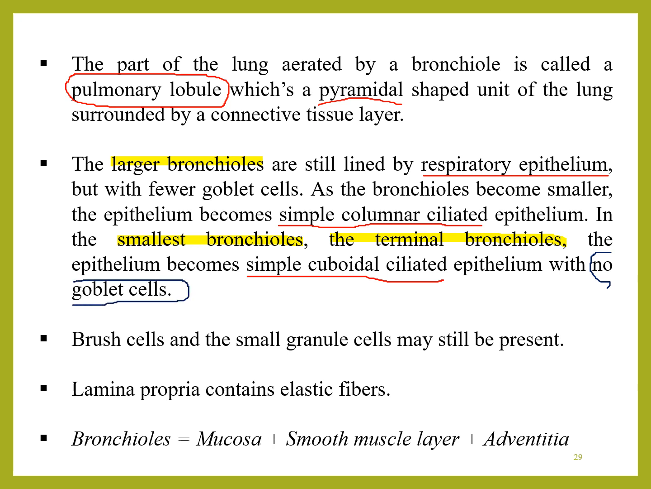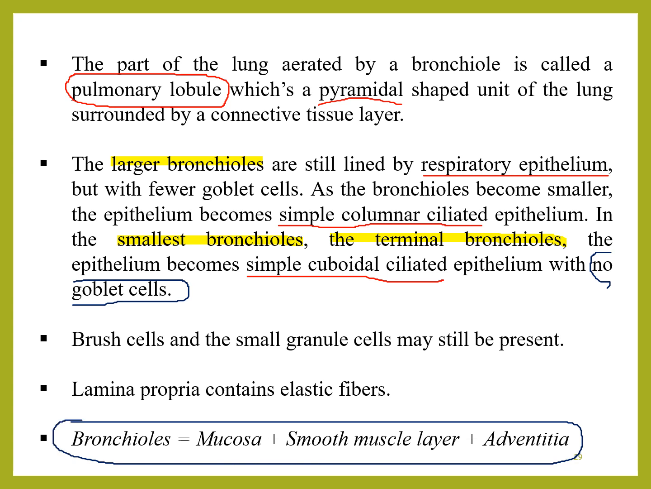So here we do not have goblet cells, and from the previous slide we said we have no glands in bronchioles. So what makes the secretions in bronchioles? We'll talk about that in the next slide. Brush cells and small granule cells are still found at this level, and the lamina propria contains elastic fibers. So the wall of bronchiole is simply a mucosa, a smooth muscle layer, and an adventitia. Simple as that.